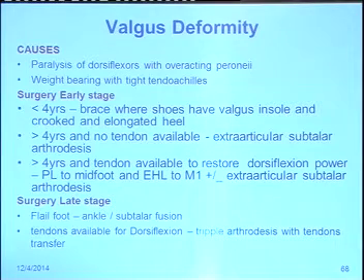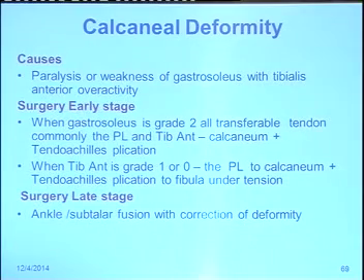In a flail foot and ankle, you do a subtalar fusion. If a tendon is available for dorsiflexion, then you do a triple arthrodesis with tendon transfer. Calcaneus deformity: paralysis or weakness of gastrocsoleus with overactive tibialis anterior. When gastrocsoleus is grade 2, all transferable tendons, commonly peroneus longus and tibialis anterior, are transferred to the calcaneum and tendo Achilles plication is done. When tibialis anterior is grade 1 or 0, the peroneus longus to calcaneum and tendo Achilles plication to fibula under tension is done. Late surgery: ankle and subtalar fusion with correction of deformity.